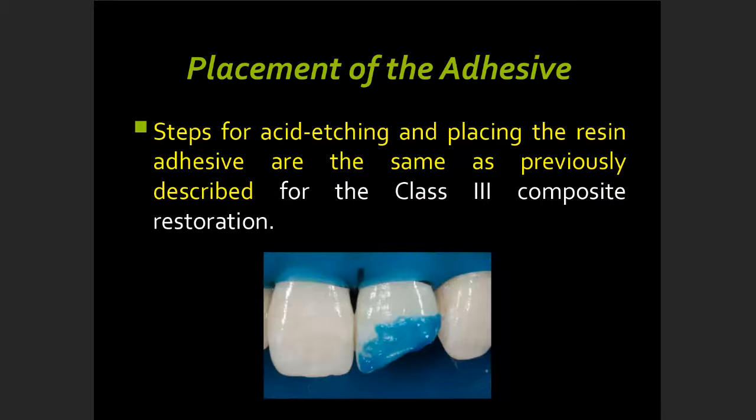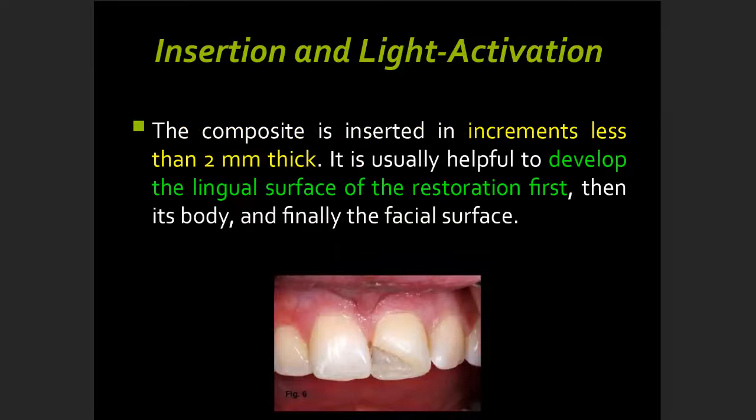The next steps are all the same as we discussed in class 3. That is, first doing the acid etching and then placing the resin adhesive, as we did in class 3 composite.